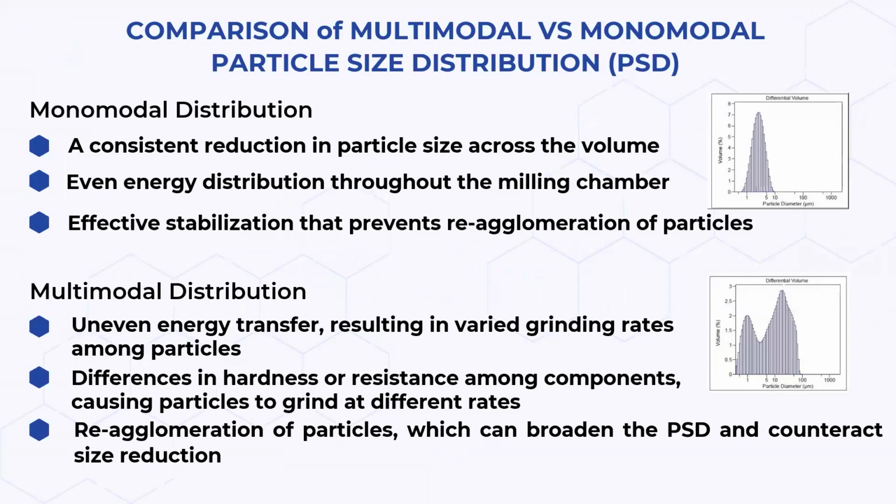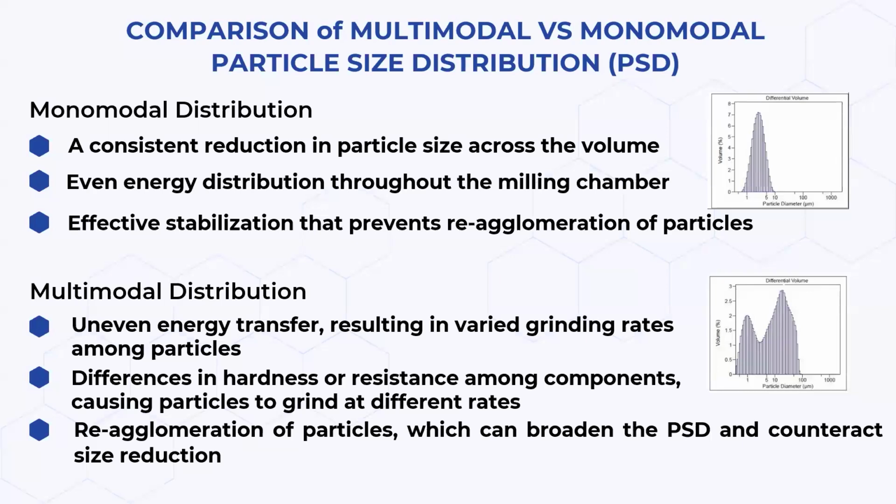Bead milling in SC formulations can result in two types of particle size distributions, monomodal or multimodal, depending on the grinding dynamics. A monomodal distribution features a single clear peak indicating uniform grinding. This results from consistent particle size reduction across the volume, even energy distribution in the milling chamber, and effective stabilization that prevents reagglomeration. A multimodal distribution has overlapping peaks showing a range of particle sizes.